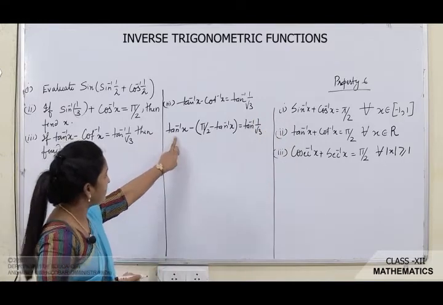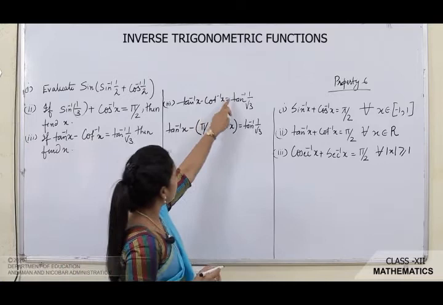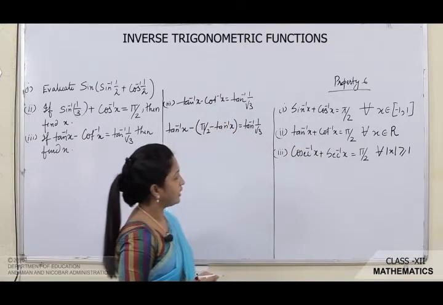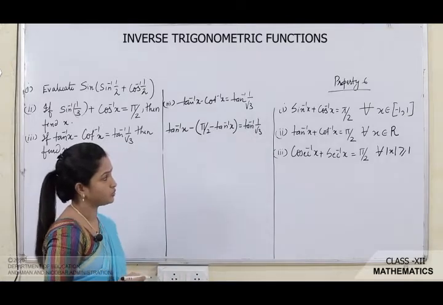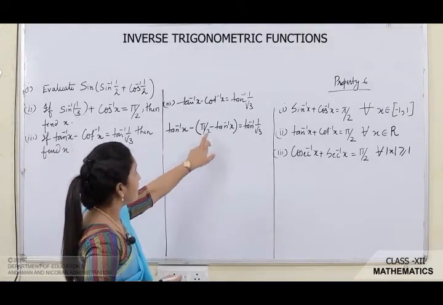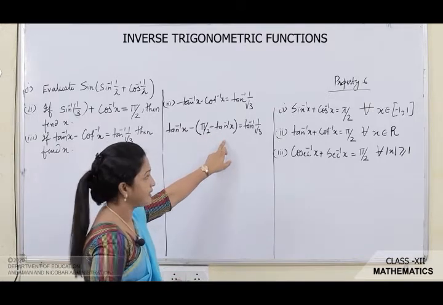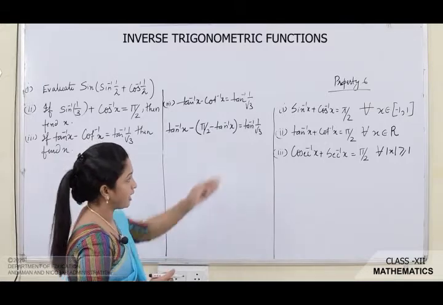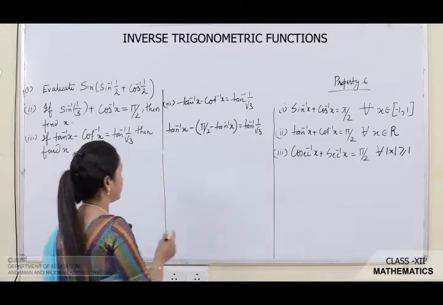Okay. For tan inverse x minus cot inverse x, from the second property I can get tan inverse x is equal to pi by 2 minus cot inverse x. So I can write pi by 2 minus tan inverse x in place of cot inverse x. Which property have I used? I have used the second property.